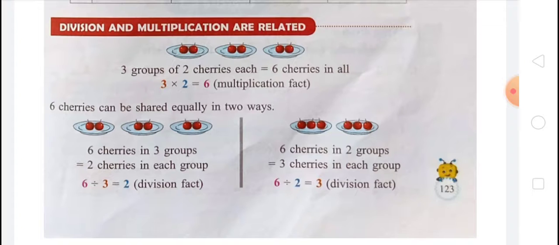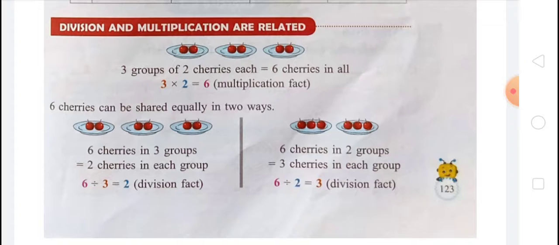And now we are going to learn to divide. Division is repeated subtraction. Division and multiplication are related. Today our topic is division and multiplication are related. There are three groups of two cherries each, equal to 6 cherries in all. You can see here three groups of two cherries each, 6 cherries in all.